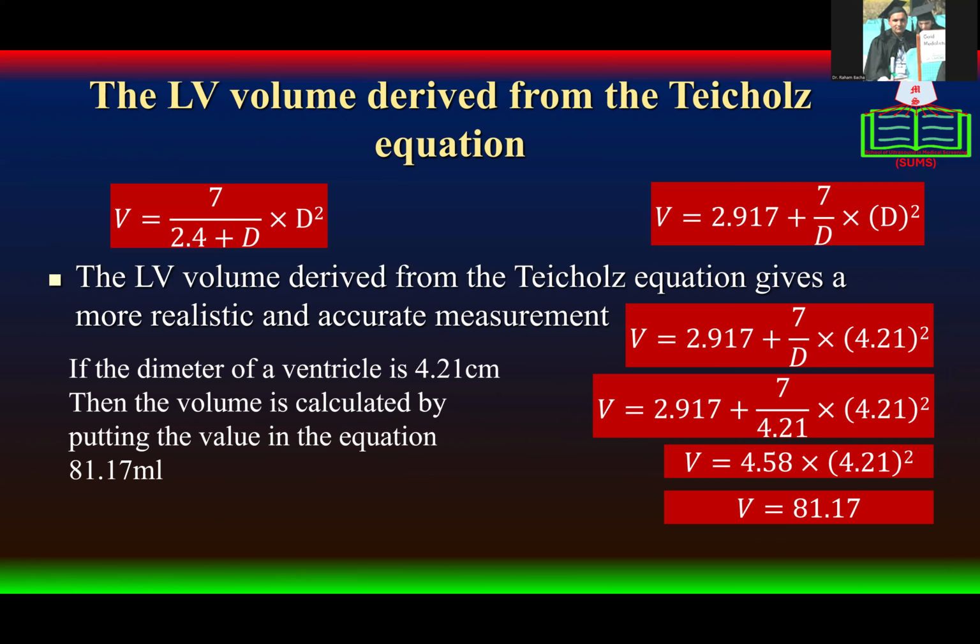For example, D is equal to 4.21. So the values are put in place of this D and this D. If you put values in place of both the D's, then we'll get the volume of the left ventricle as 81.17. So this is calculated by Teichholz's equation.